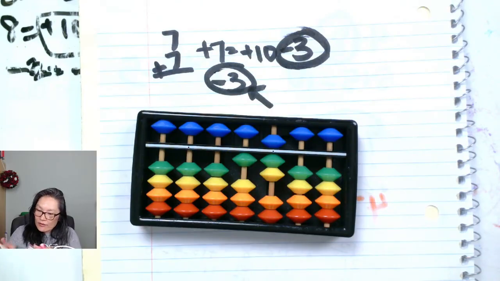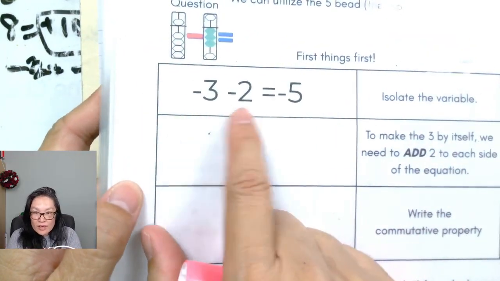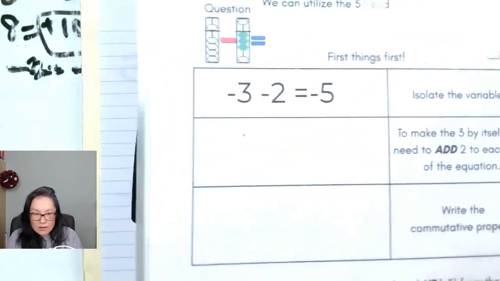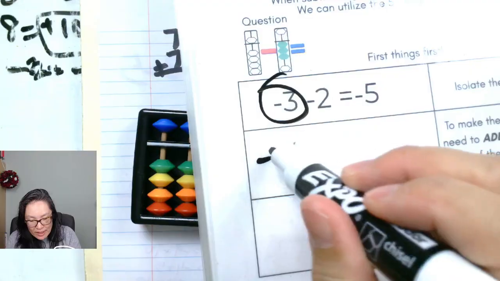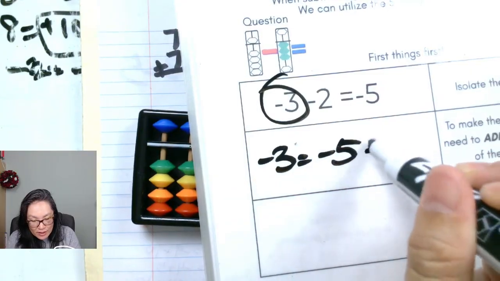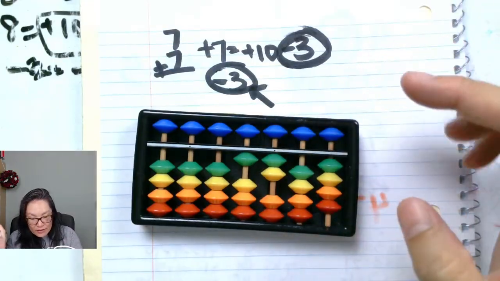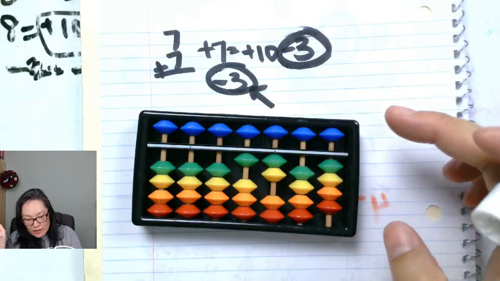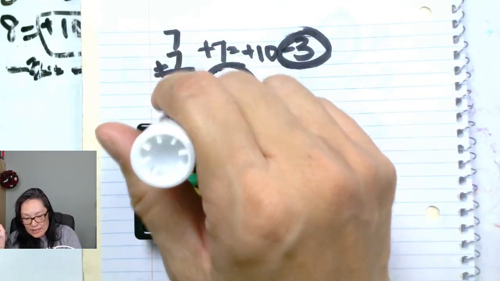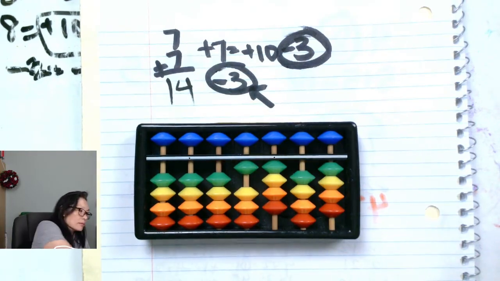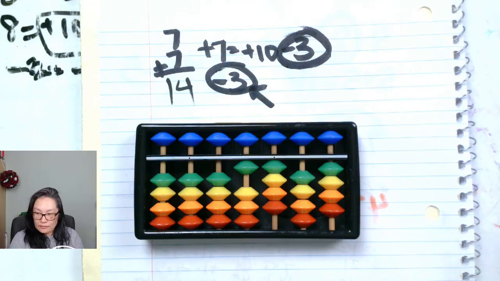Looks very familiar, doesn't it? Minus the 3. Minus the 3, minus the 2 equals minus the 1. What are we doing? We're isolating the variable. Minus 3 equals minus 5 plus 2. Just as Neon said, right? Minus the 5 plus the 2. My final answer is 14. That's a two-step equation.